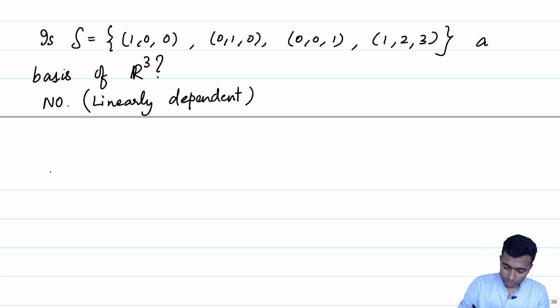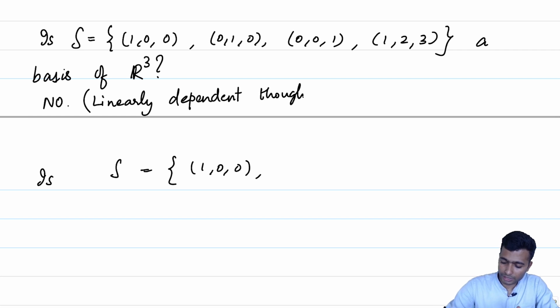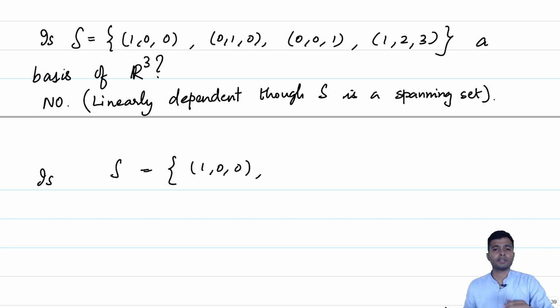Notice that in this case, when our S was (1,0,0), (0,1,0), (0,0,1) and (1,2,3), it is still a spanning set. Though S is a spanning set, one property is not getting satisfied, that of linear independence. It is not a linearly independent set, it is a linearly dependent set, that is why it is not a basis.